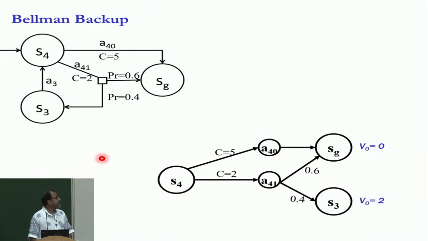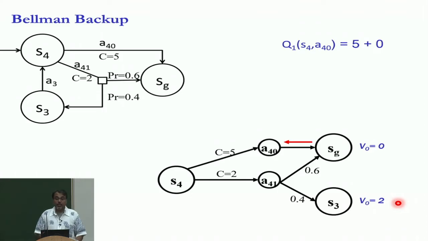Let us say I give you some V0 function, in which the goal has value 0 and S3 has value 2. Okay. This is random initialization, and now I want to compute V1 of S4. Why V1? Because I am using V0s in the right hand side, so I will be computing the next approximation. Now, to compute that, first I will compute the current value of Q(S4, A40).